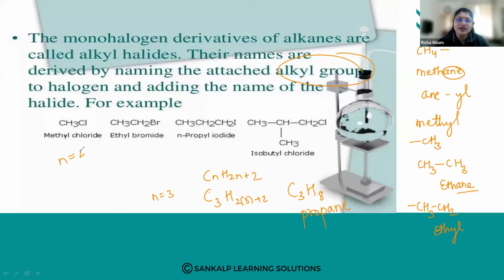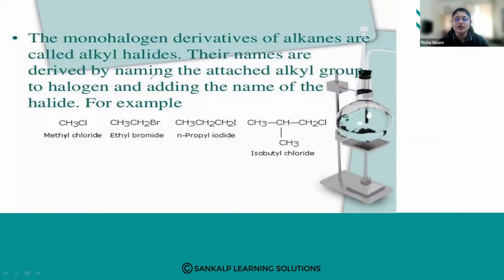When the number of carbon atoms is 4, it is butane. If it is 5, pentane. If it is 6, hexane. 7, heptane. 8, octane. 9 is nonane and 10 is decane. Like this. So when ane is replaced by yl and you remove one of the hydrogens, it will be C3H7. So this will become propyl.